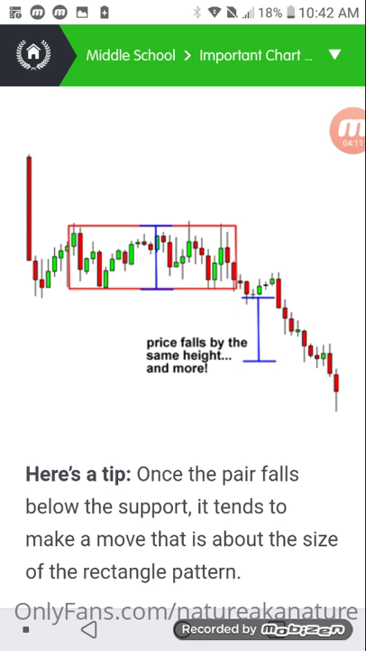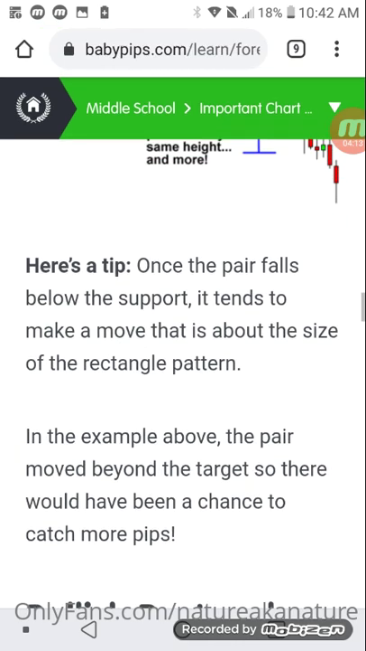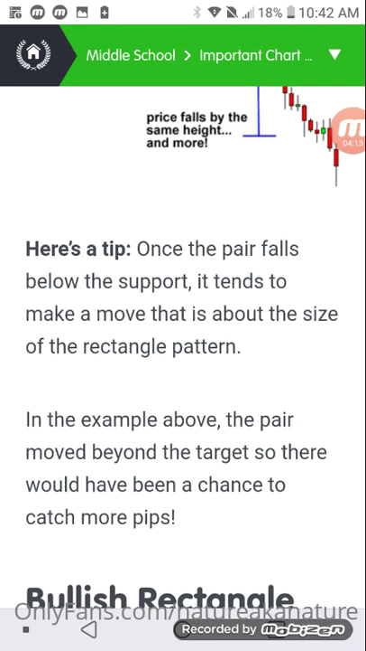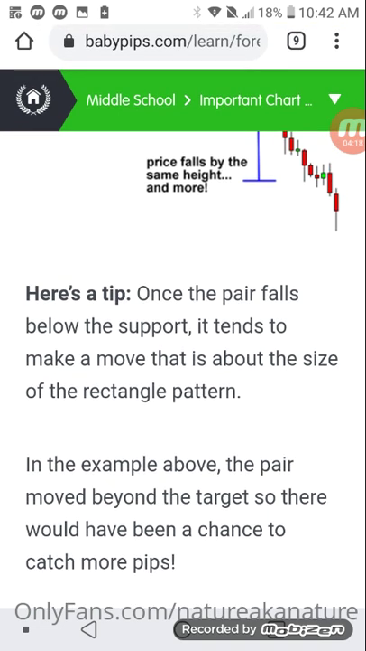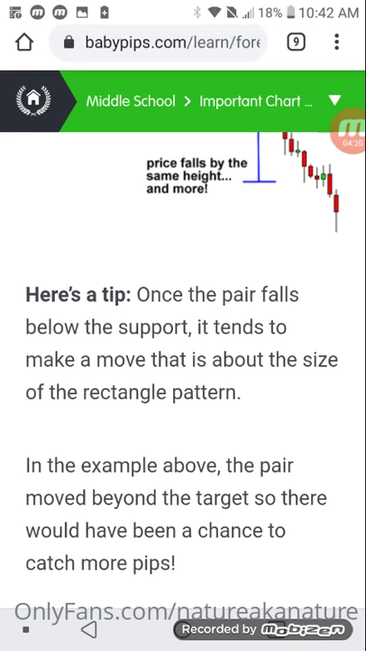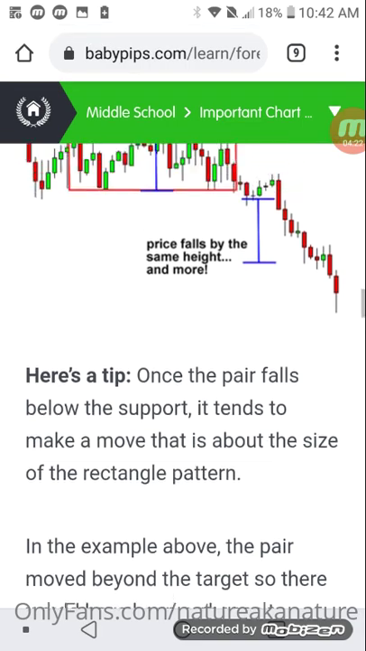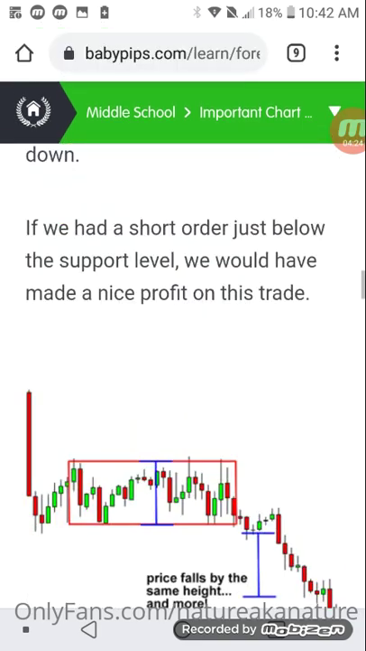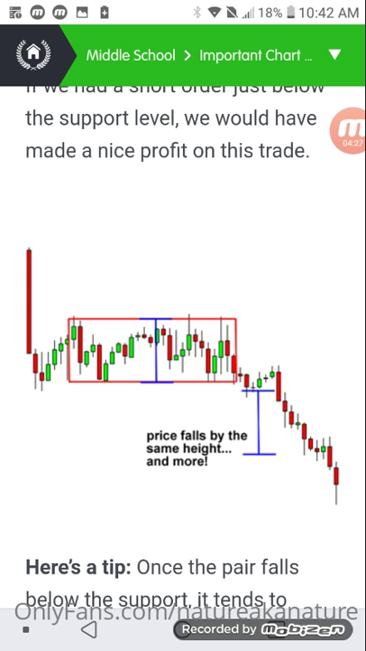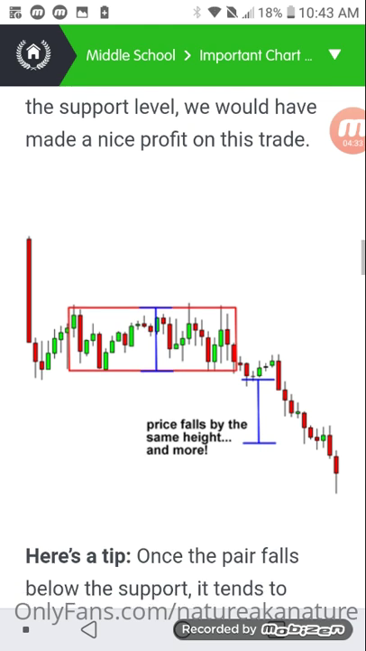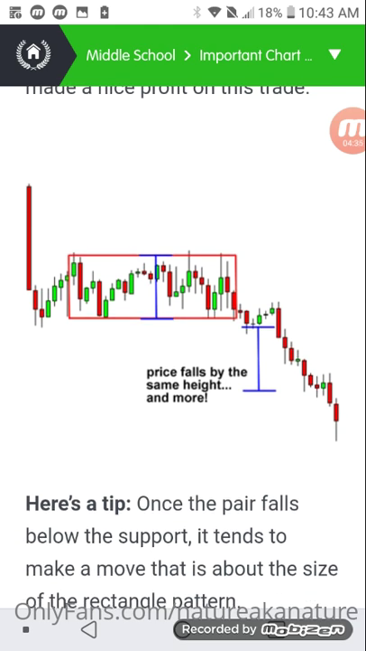Don't be greedy. Get your money and get out of the trade. Wait for price to do something else. In this example above, the pair moved beyond the target, so you would have had a great chance to catch more pips. So that's a bearish rectangle formation, a kind of continuation formation, and it's found after a downtrend.